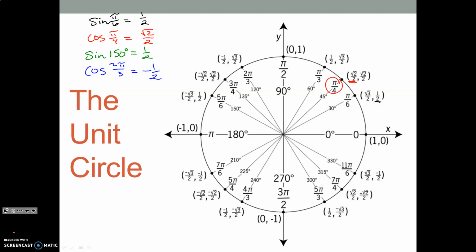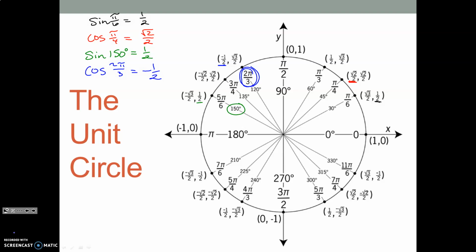Cosine of pi over 4, there's my pi over 4. I had square root of 2 over 2 there. If I go to the other side, sine of 150, so 150 degrees is right here. My sine of 150 was 1/2. Cosine of 2 pi over 3, you guys can see our cosine was negative 1/2.